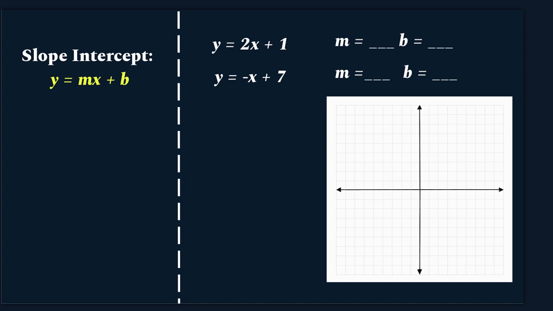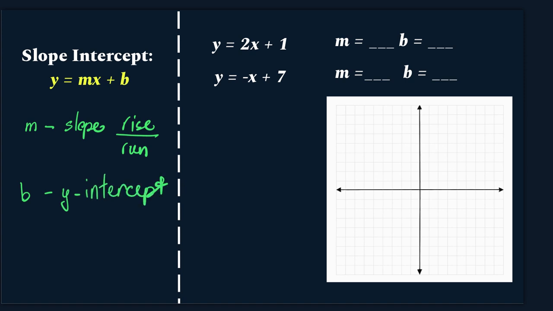All we need is the slope and y-intercept. m is our slope, rise over run, and that's how we will graph it. And then b is our y-intercept, and this is the point where the line crosses the y-axis. Let's take a look at our first equation. Our m, the slope, is 2. Since it's a whole number, we have to make it into a fraction. So our rise will be 2, and our run will be 1. Okay, and our y-intercept is 1.